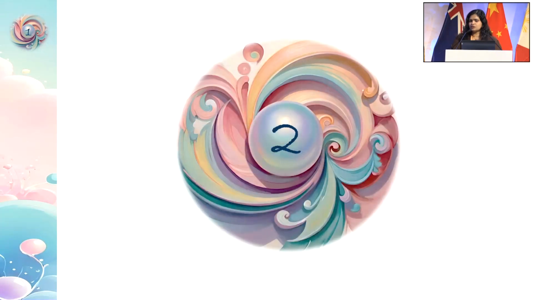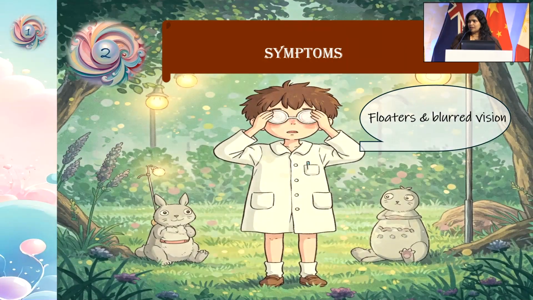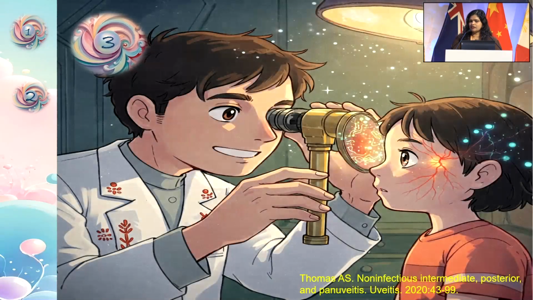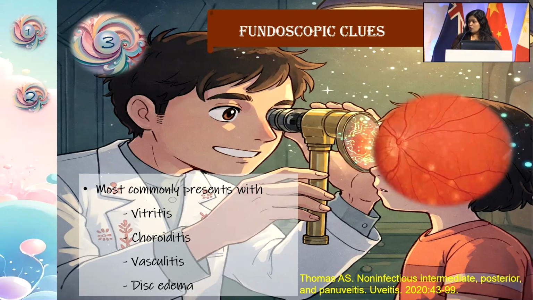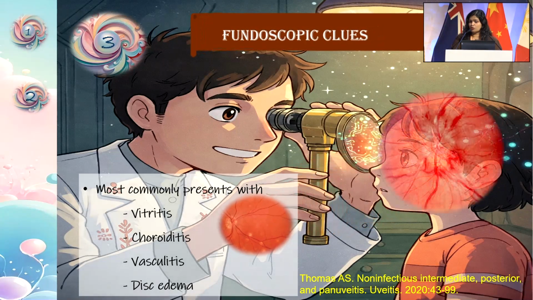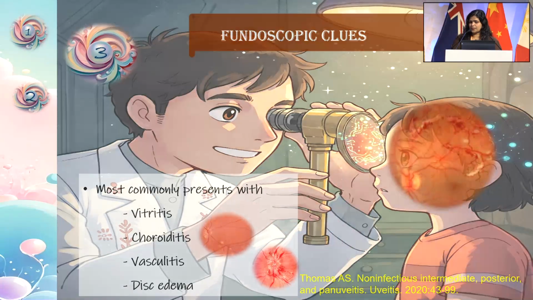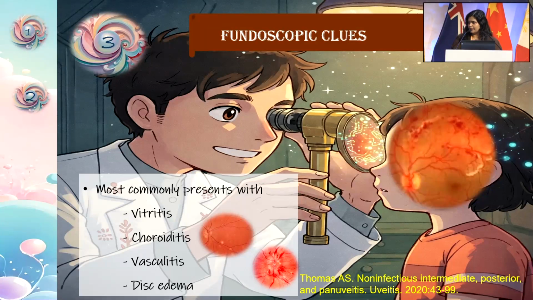Next we will be going into the symptoms per se for posterior uveitis. The most common symptoms are floaters and blurred vision. Next, the fundoscopic examination findings. First one is vitritis, most commonly with vitritis, choroiditis, vasculitis and disc edema. Vasculitis can be of peripheral arterial involvement, venous involvement, or both.